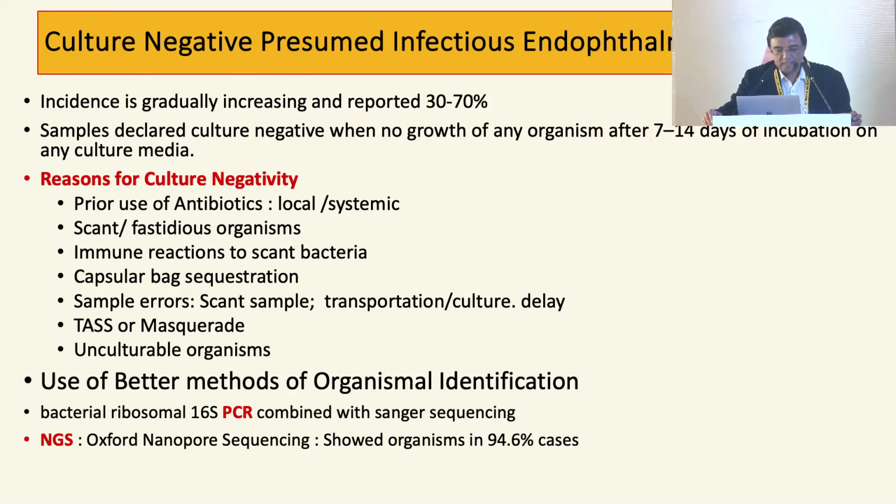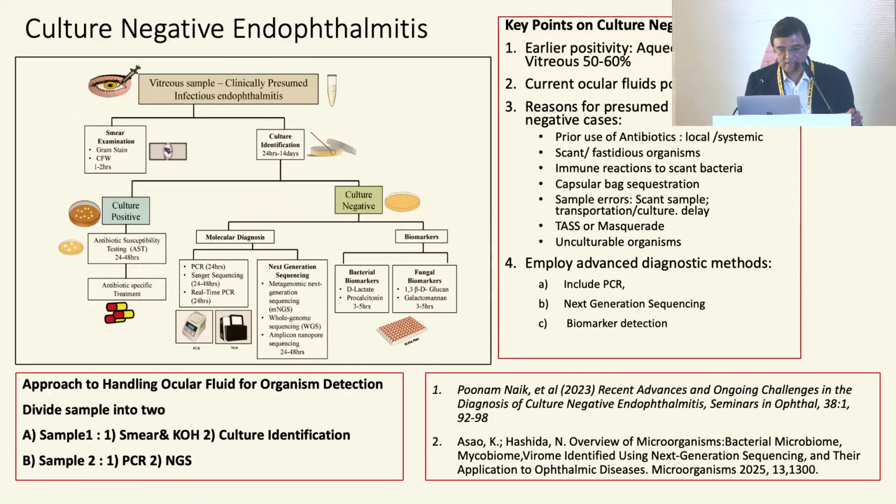So we now have better methods of identification of organisms. One is by the PCR with Sanger sequencing and NGS, and I'll be showing you how we used NGS, the Oxford Nanopore sequencing, in our case series, and that still was negative. So this is a little busy slide, but the key point of culture negativity, as I said earlier, is that we have to make sure as to why in particular cases the negativity is coming.